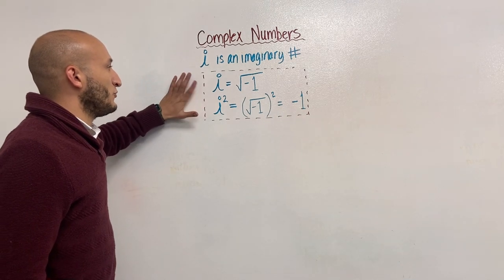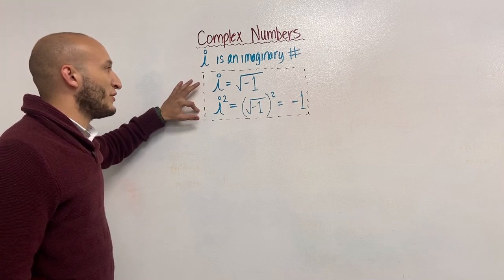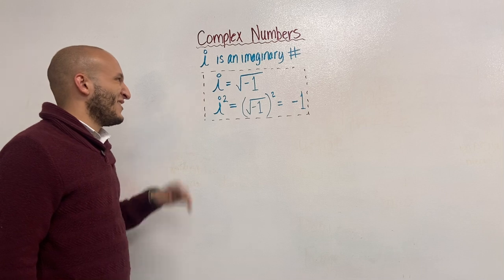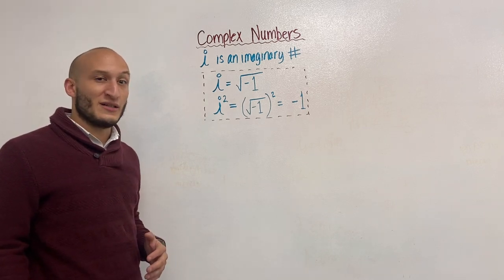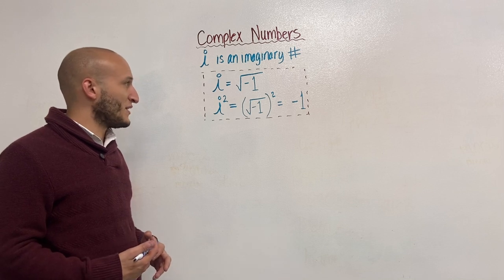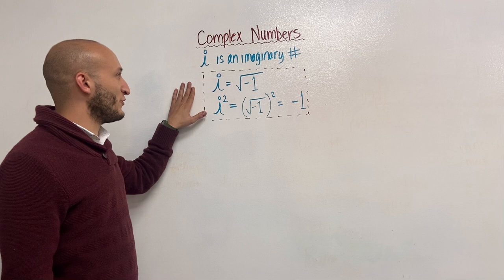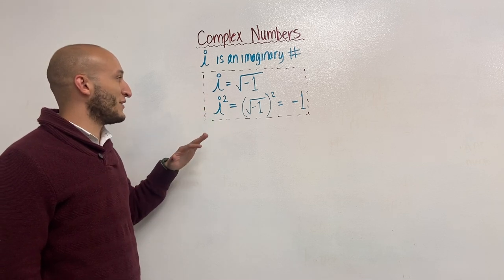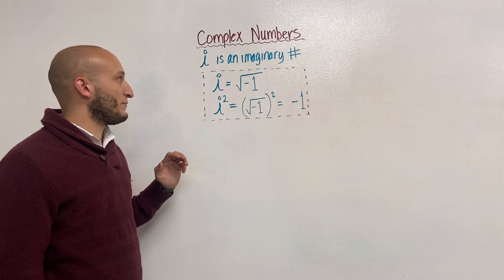These two numbers are very important to remember. They're the only two that you really have to remember when dealing with imaginary numbers and complex numbers. Okay, so make sure you don't forget that i equals the square root of -1 and i squared equals -1.